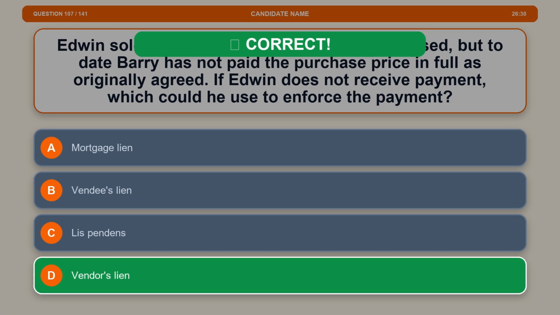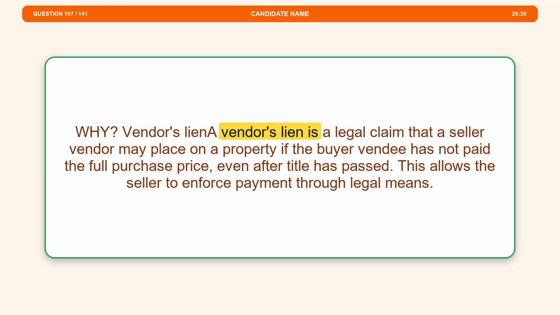The correct answer is option D. Vendor's lien. Vendor's lien is a legal claim that a seller-vendor may place on a property if the buyer-vendee has not paid the full purchase price, even after title has passed. This allows the seller to enforce payment through legal means.